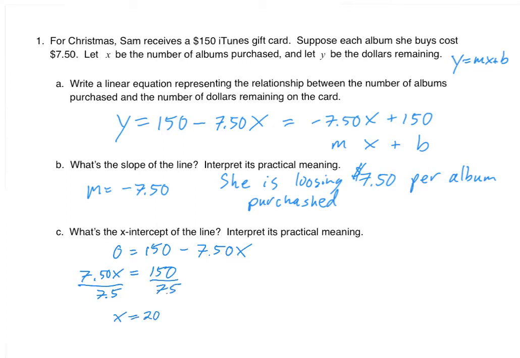So the x-intercept is not 20. The x-intercept, again, is the ordered pair (20, 0), we found that 20 when y was 0. So what's the meaning of this? We're going to interpret its practical meaning. The practical meaning is not that this is the point on the x-axis where the line crosses. The practical meaning is, what does this mean for Sam in this scenario? Well, that 20 represents the number of albums purchased, and that 0 is the amount of money left.